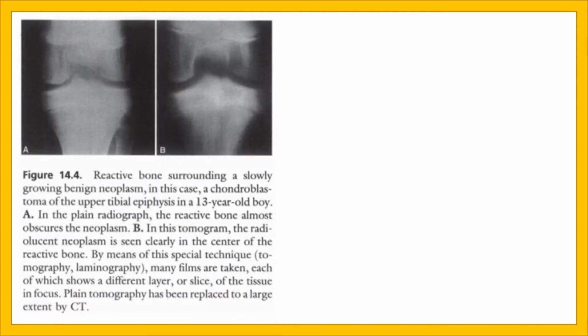From the topic we've discussed before, the first picture is reactive bone surrounding a slowly growing benign neoplasm. In this case, a chondroblastoma of the upper tibial epiphysis in a 13-year-old boy. Picture A. In the plain radiograph, the reactive bone almost obscures the neoplasm. Picture B. In the tomogram, the radiolucent neoplasm is seen clearly in the center of the reactive bone.